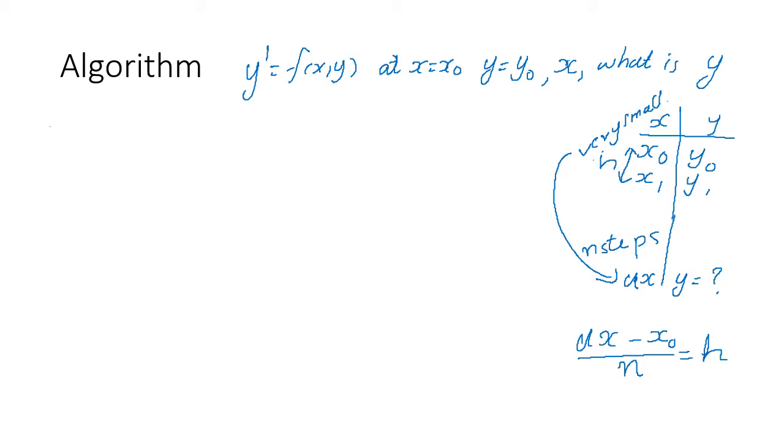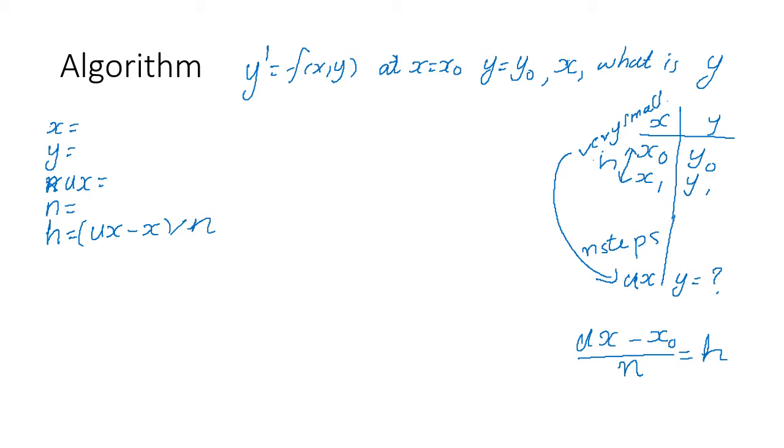You must first initialize these values. You must know what your initial value of x is, and your initial value of y. You may initialize them, or you may read them from the keyboard. You must input what your unknown x is, then how many steps are required to reach the point. Then you must calculate the step as ux minus x, divided by n. This way you can calculate h.